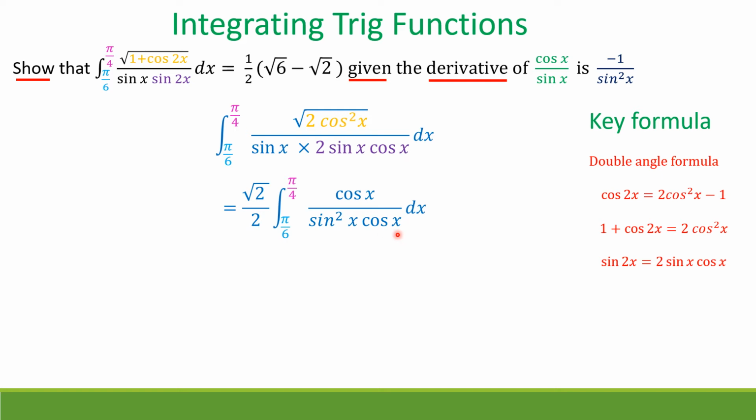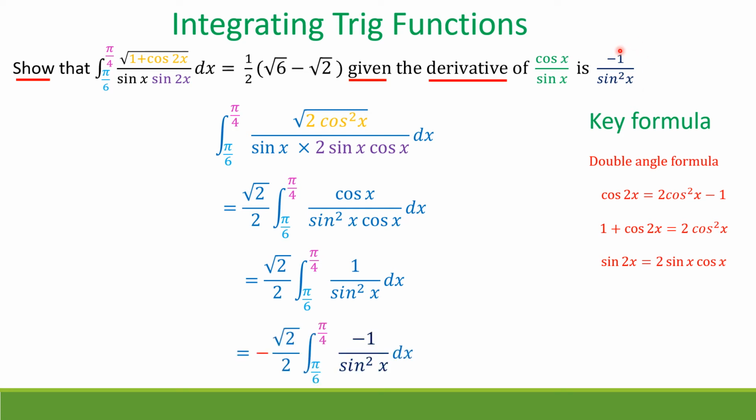From here, I need to simplify. You can see that I've got a cos x in the numerator and a cos x in the denominator. So these are going to cancel, and it's going to leave me with 1 over sine squared x. Now, if you look up here, what you've been given to start with, the derivative of cos x divided by sine x is -1 over sine squared x. You can see it's looking pretty similar now to what you were already given. But what we've been given is a -1 over sine squared x. So to make this a -1 over sine squared x, I need to multiply the whole thing by -1. So I'm going to put a minus at the front, because this minus times the minus will give me the plus, which is what we've actually got.